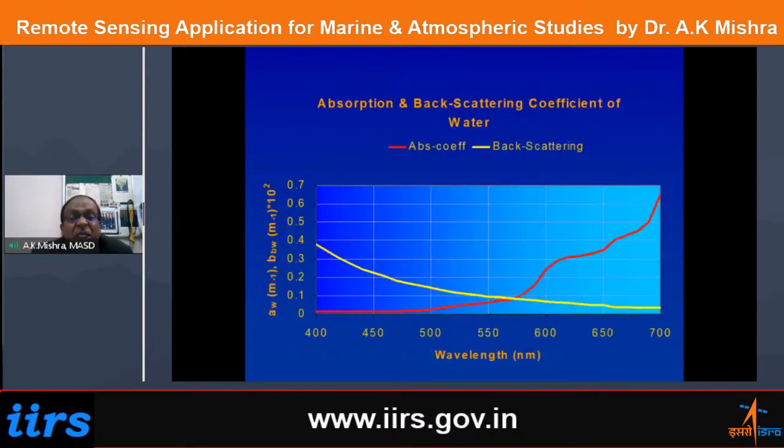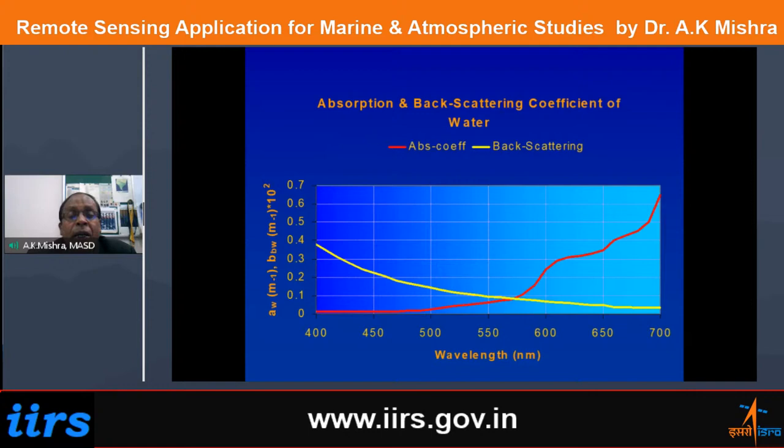So this slide shows you the absorption and backscattering characteristic of water molecule. So the water absorbs very less. The red line represents absorption coefficient, and it absorbs very less light in the blue wavelength region compared to red wavelength region. And the reverse is true, means backscattering is more in the blue end of the spectrum compared to red end.